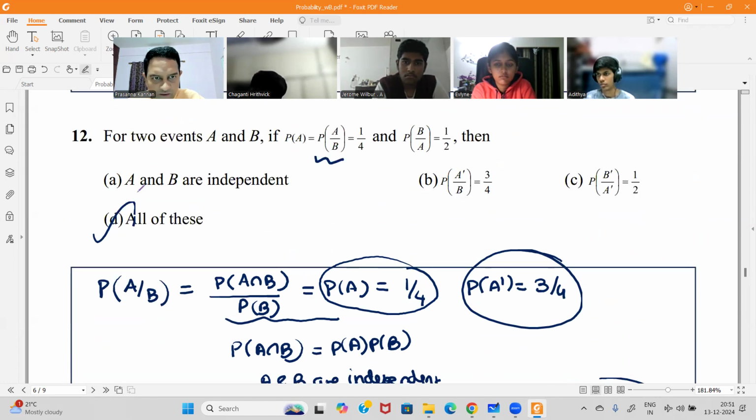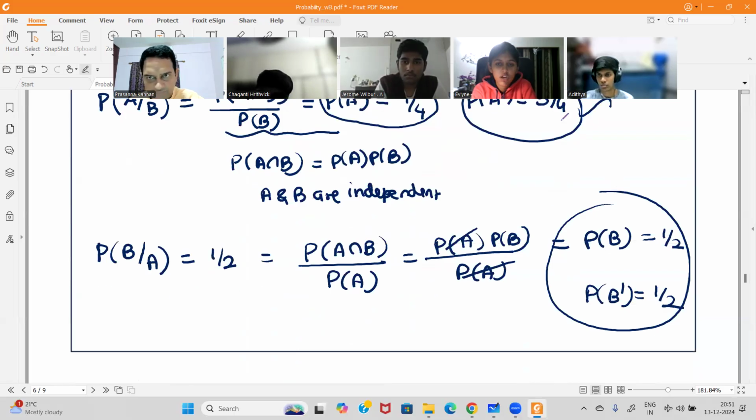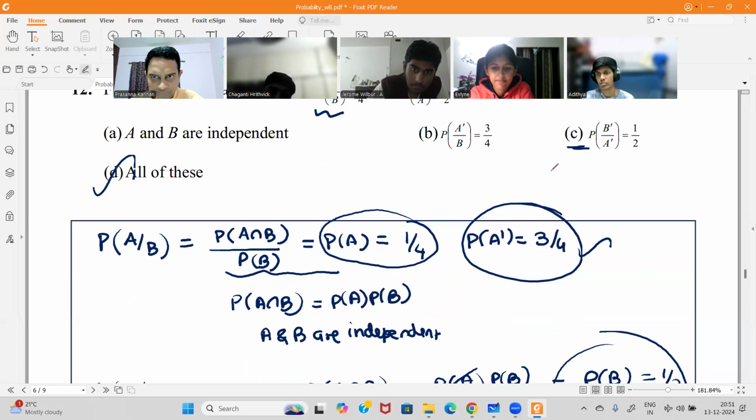Now, A and B are independent is true. What will be this, Evelyn? P of A dash. So that is 3 by 4, which is correct. And what is this? P of B dash. And what is that? Half. So all the three options are correct.